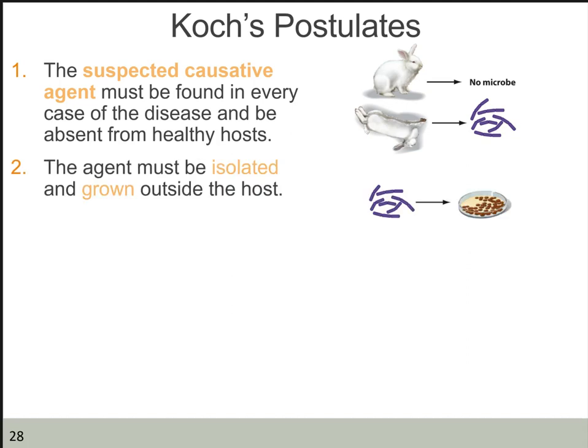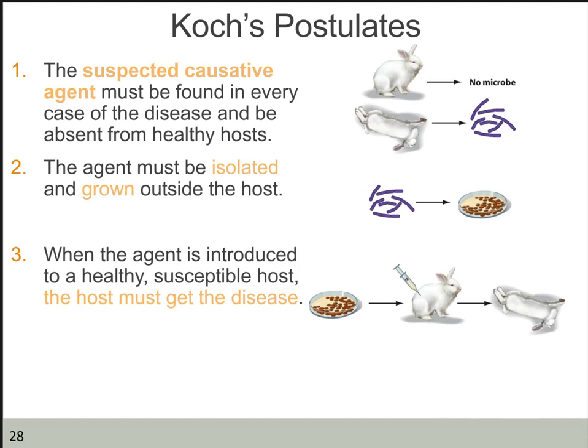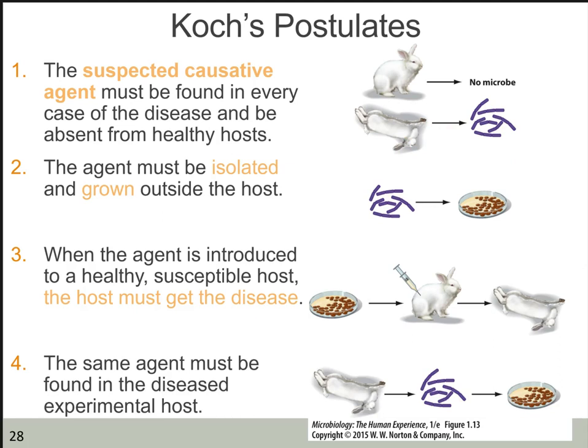The agent, or the microbe, must be isolated and grown outside of the host. That's in vitro. So the microbe must be able to be grown in vitro. When the agent is introduced to a healthy, susceptible host, the host must get the disease that the original host had. And then finally, the same agent must be found in the diseased experimental host. So you must be able to recover that microbe from that initial host.